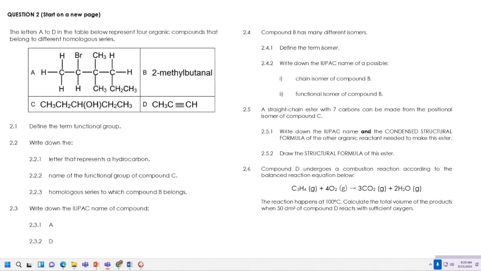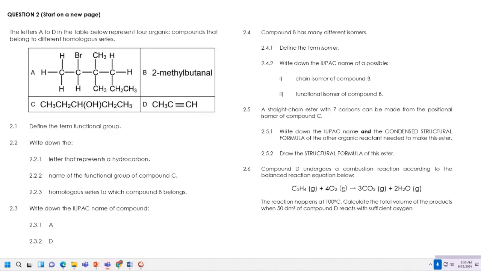Now, first question says, define the term isomer. Well, as you know from the examination guidelines, isomers are organic compounds that have the same molecular formula, but different structural formulae. All right, have you got that? Once again, isomers are organic compounds that have the same molecular formulae, but different structural formulae. Right, that's another important definition that you must highlight there. Please do not go to the exam without knowing that. That's very, very important.